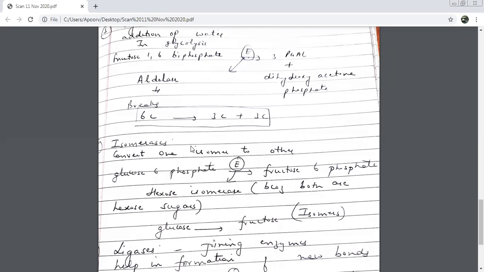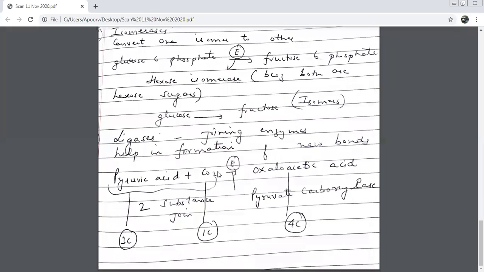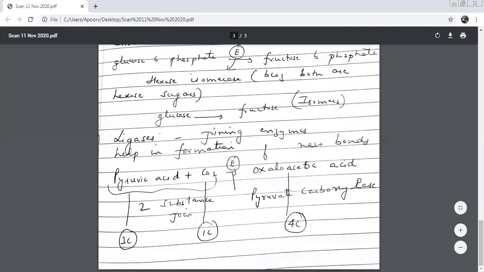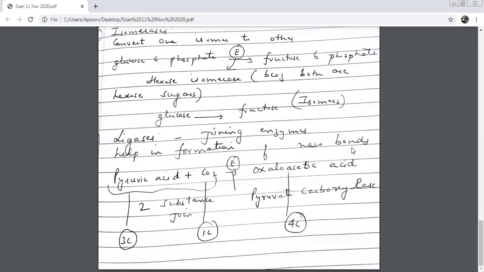Isomerases. And the last, that is EC6, are ligases. Ligases are joining enzymes. They help in the formation of new bonds. There were 2 enzymes which were breaking the bonds. What was the name of the enzymes?